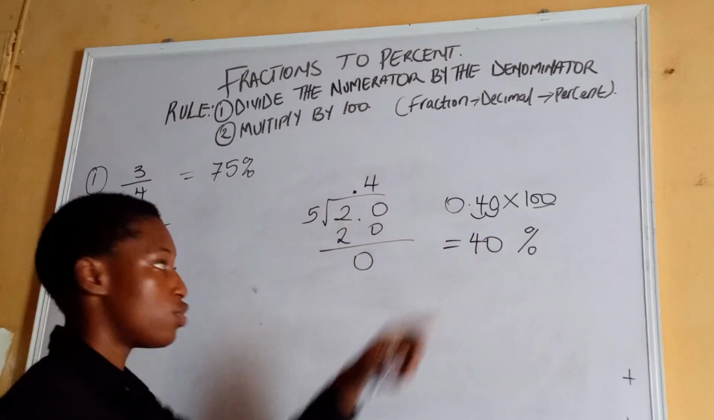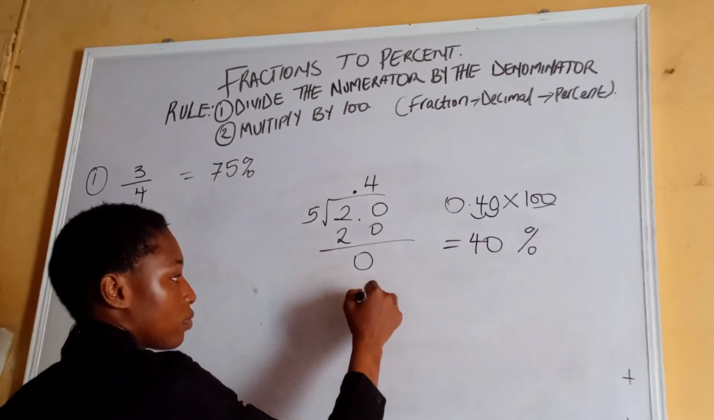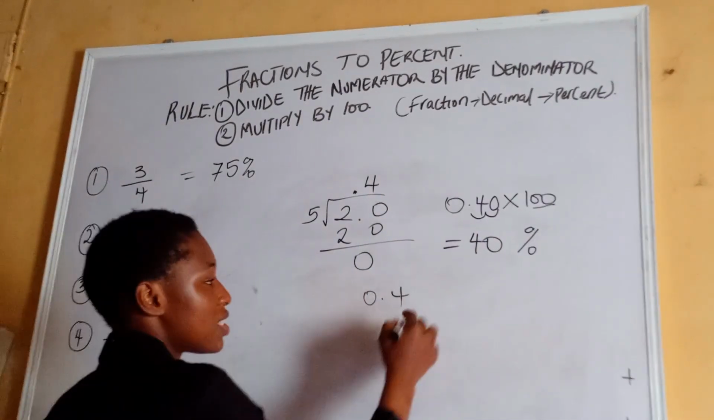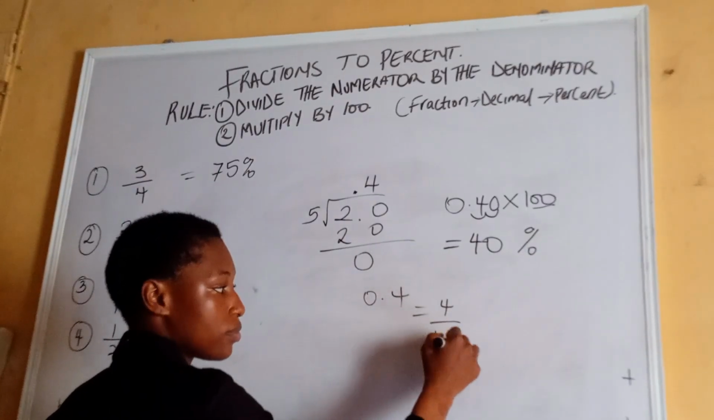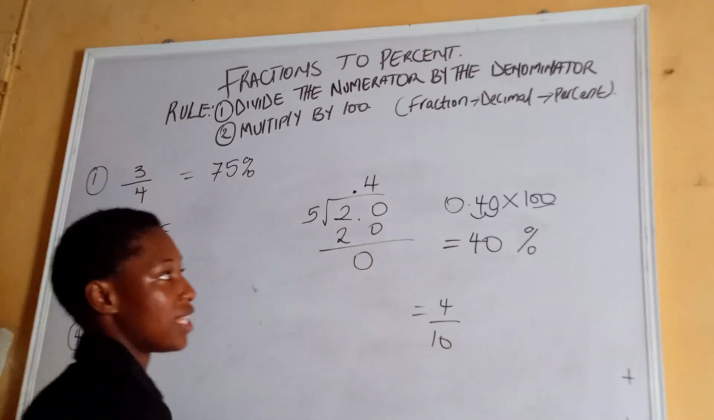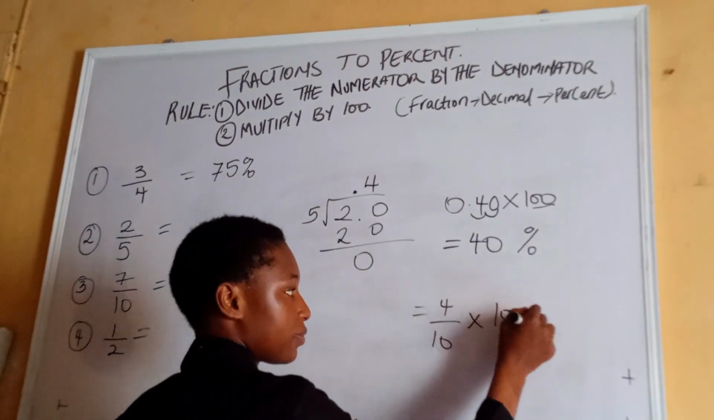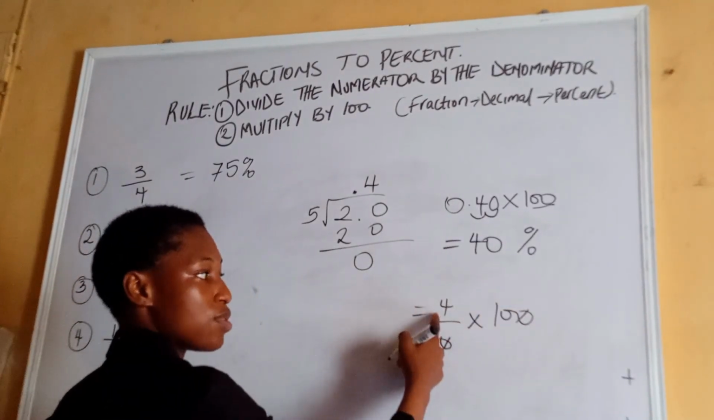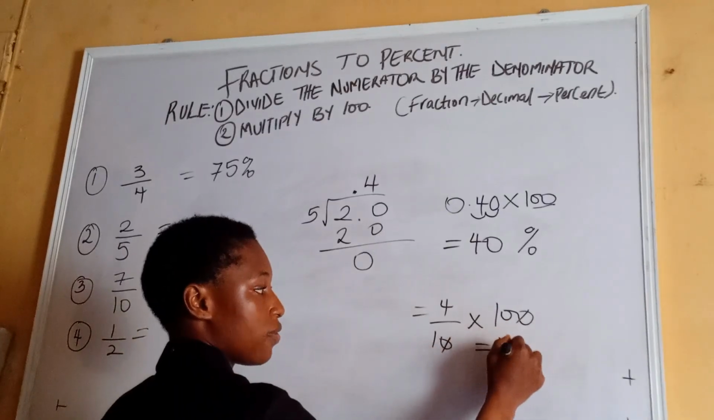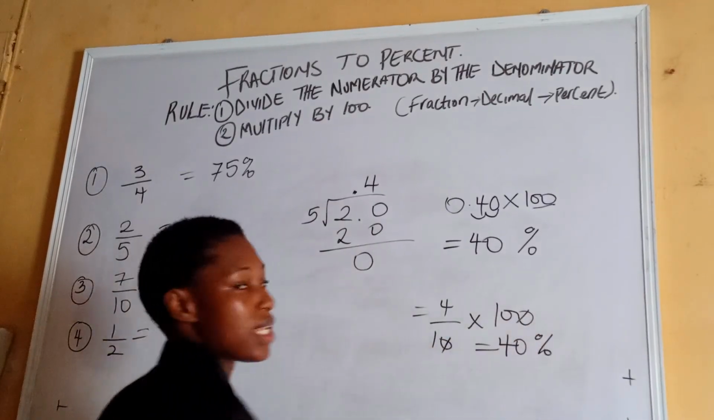Another way to go about this would be, since you have 0.4, now you know that 0.4 is the same thing as 4 over 10. So you multiply this 4 over 10 by 100. 0 cancels 0, you are left with 4 times 10, which is 40. So you still have your 40%.